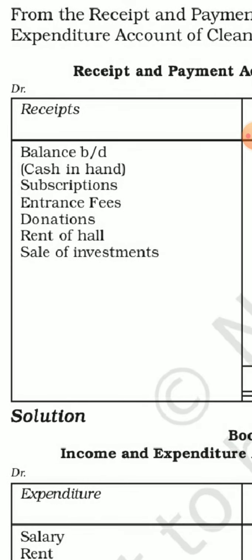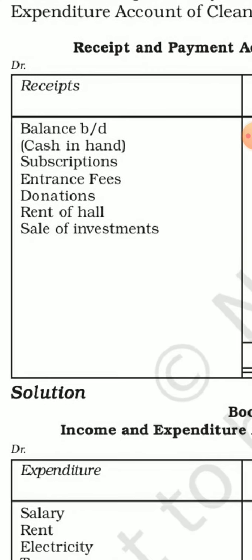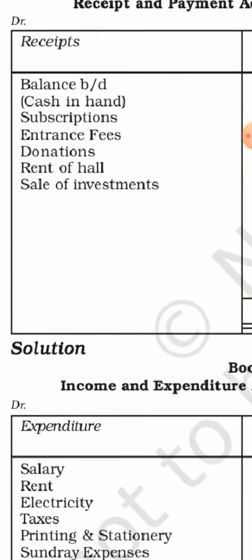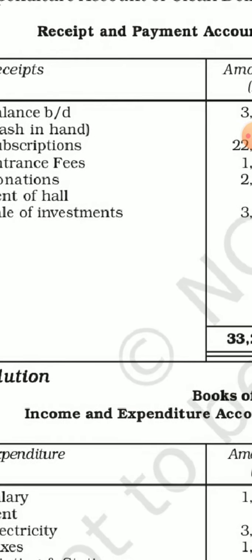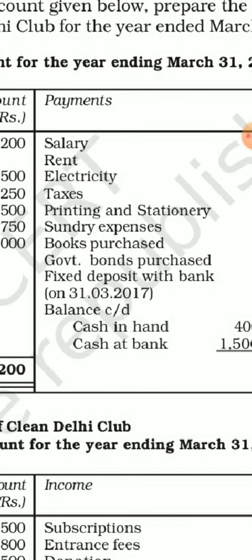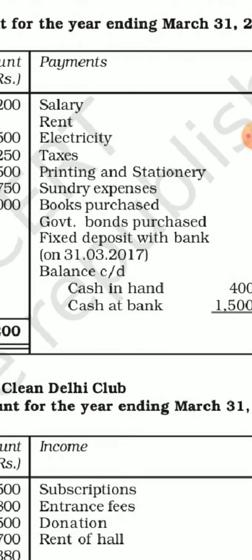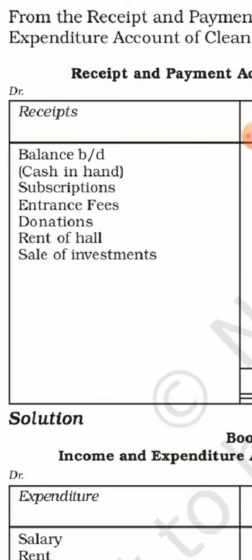In the receipt side: balance, subscription, entrance fee, donation, rent of hall, sale of investment. And the payment side: salary, rent, electricity, tax, printing and stationery, sundry expense, book purchase, government bonds purchase, fixed deposit with bank, and balance. All these things are given in the receipts and payment account.